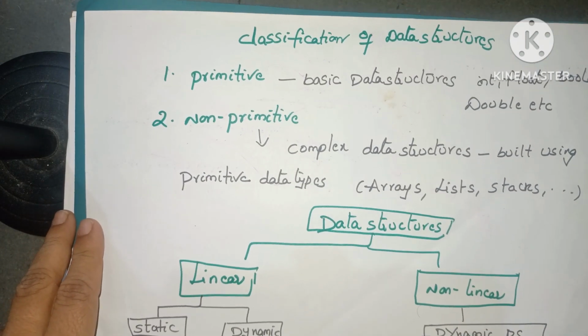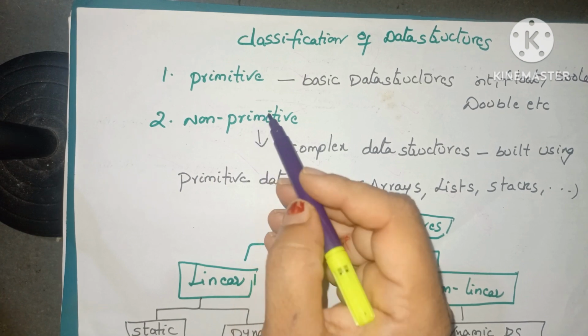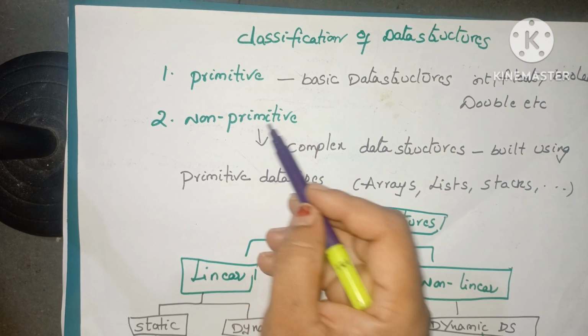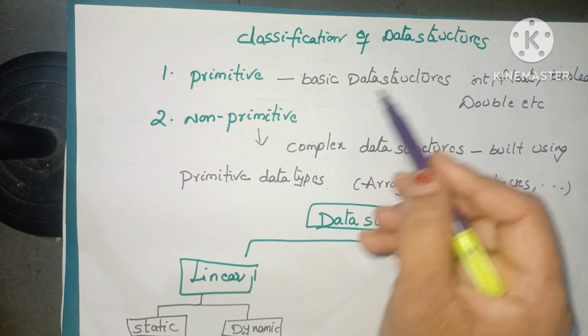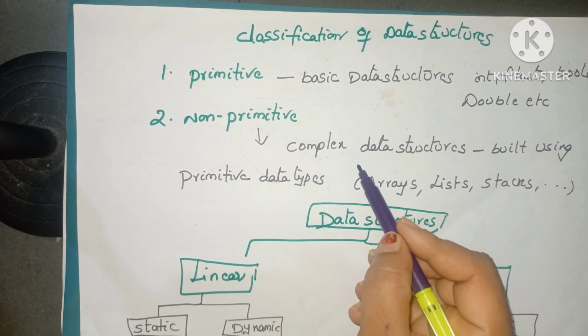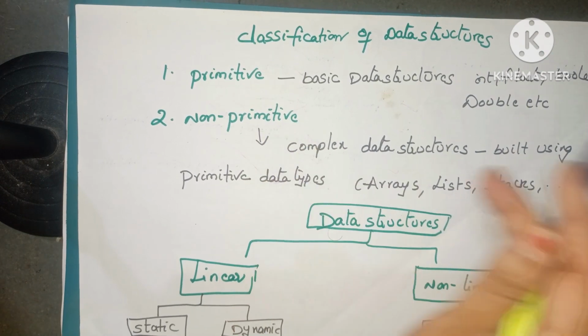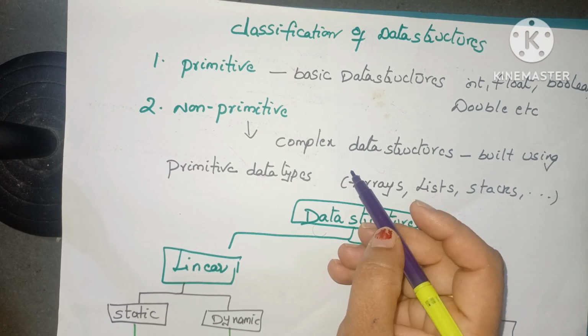Classification of data structures. There are different types of data structures. The simple ones are primitive data structure and non-primitive data structure. Primitive data structure is also called basic data structure. Non-primitive data structures are called complex data structures. So, primitive, non-primitive, simply called basic data structures or complex data structures.